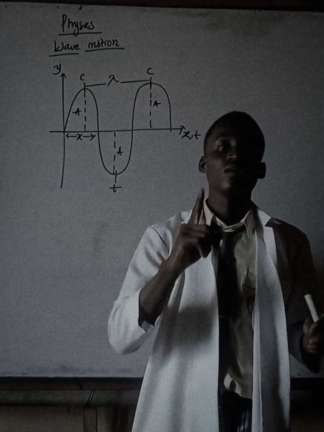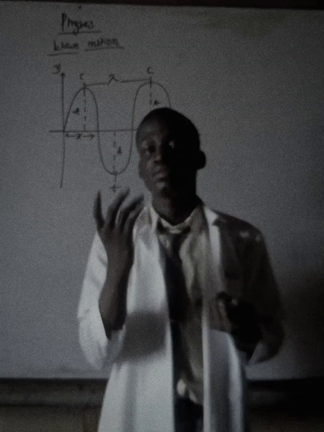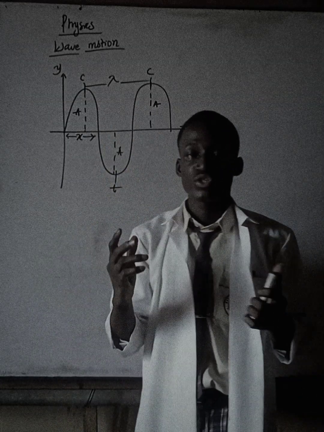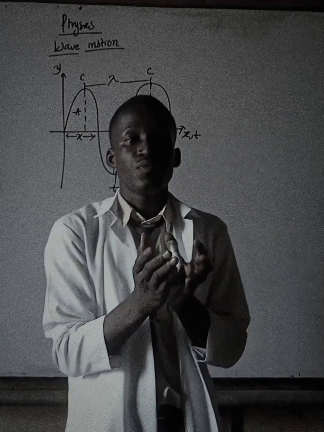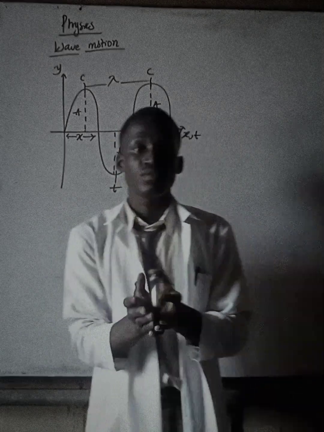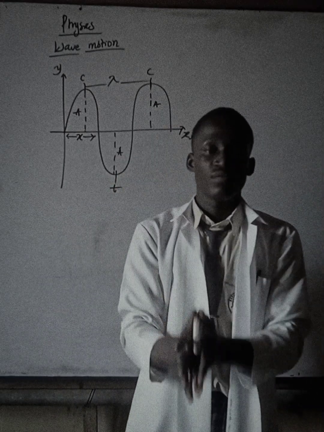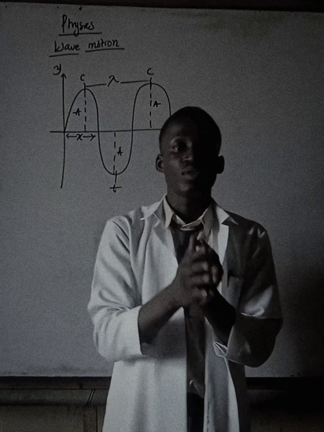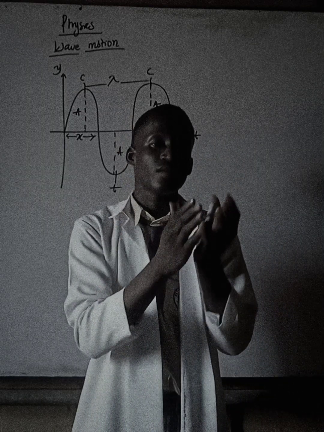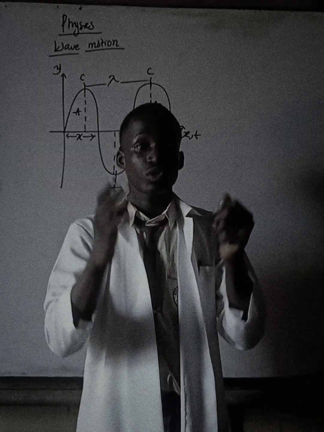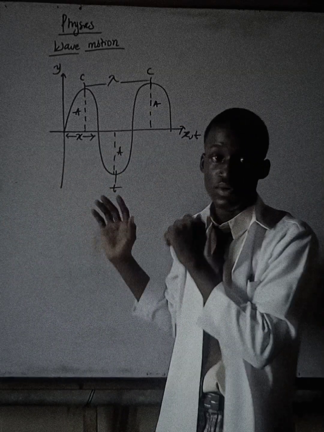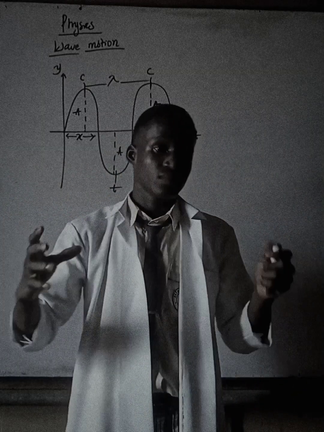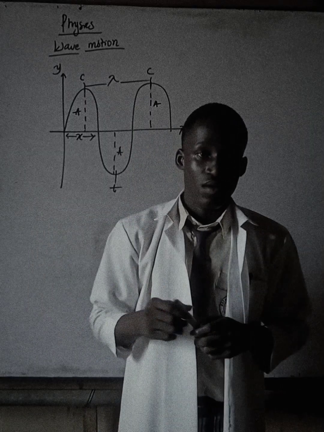Now, we are going to start deriving equations, okay? And we're trying to show the relationship between the speed of the wave, the frequency of the wave, and the wavelength of the wave. So we're going to derive an equation that shows the relationship between these three quantities, okay?